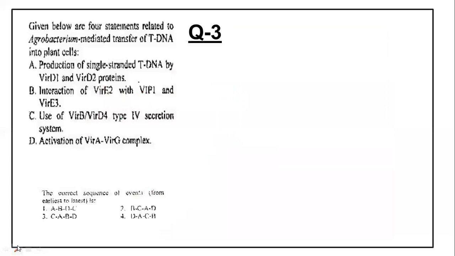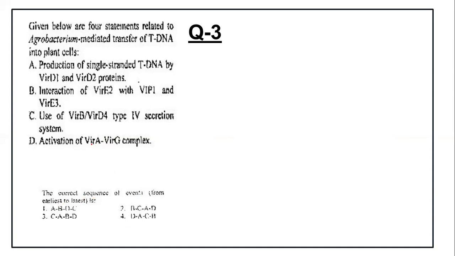Now we can see the third question, question number 3. Given below are 4 statements related to agrobacterium-mediated transfer of tDNA into plant cells: production of single-stranded tDNA by VD1 and VD2 protein, interaction of VE2 and VIP1 and VE3, use of VB and VD4 type 4 secretion system, activation of VA and VG complex. Now, what is the correct sequence of events from earliest to latest? So you have to arrange the sequence.